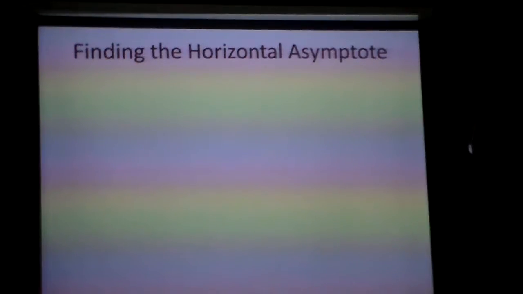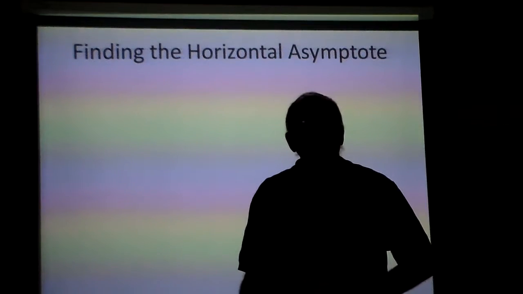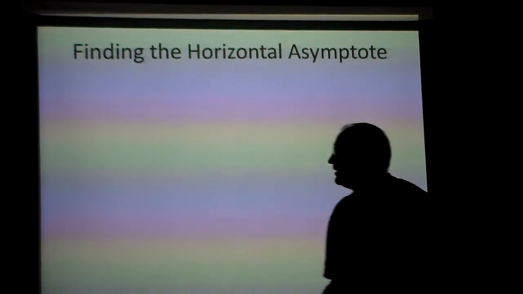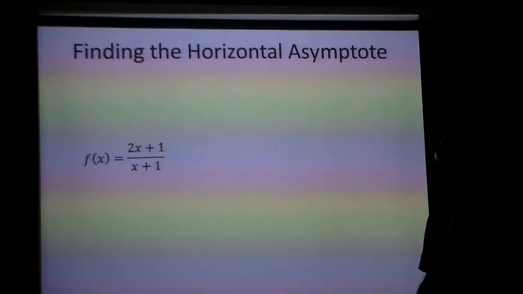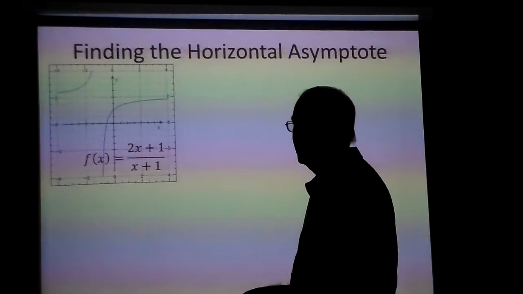How do you find the horizontal asymptote? This part here is really interesting. It has some simple stuff and some stuff you've got to think about. Let's go back to this first problem we had a while ago, the 2x plus 1 over x plus 1. All I want to focus on is the horizontal asymptote.